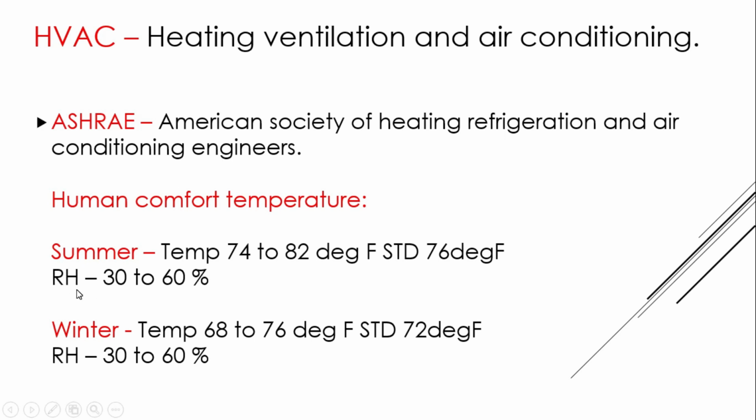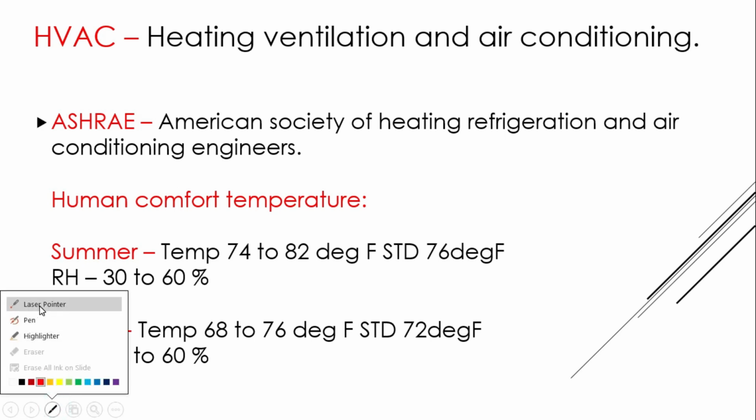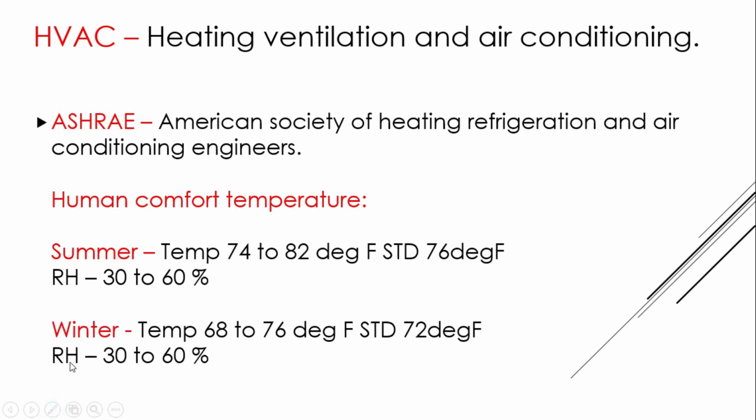And RH is nothing but the relative humidity. It should be 30 to 60% for human comfort. In the winter season, the temperature should be maintained at 68 to 76 degrees Fahrenheit for human comfort, and the standard is 72 degrees Fahrenheit, and relative humidity is the same, 30 to 60%. Okay, so go to the next page.